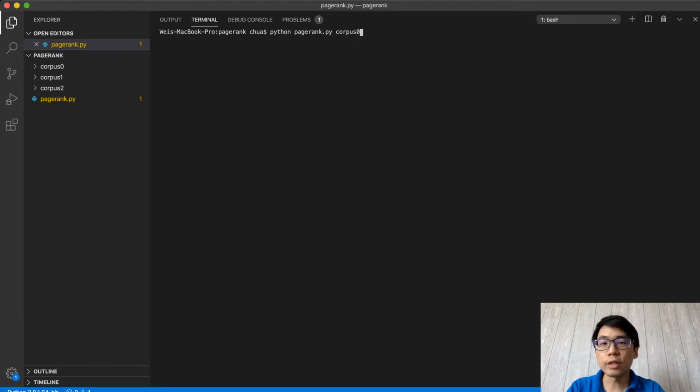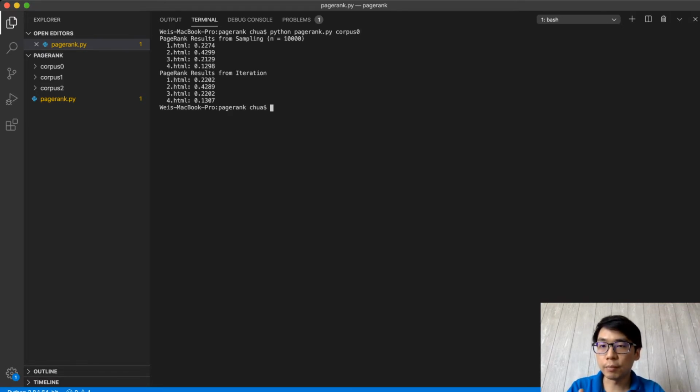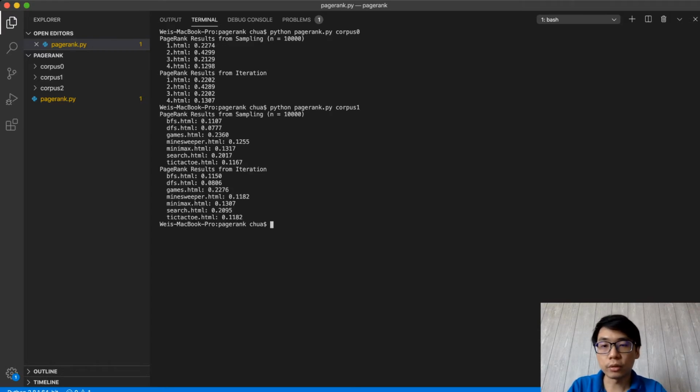So let's run corpus zero against PageRank.py and see what's the result. As you can see here, my PageRank result from iteration, the numbers are exactly the same with the one that is given in the example. So let's see how the program fares if we use corpus one. Okay, so these are the results from corpus one.